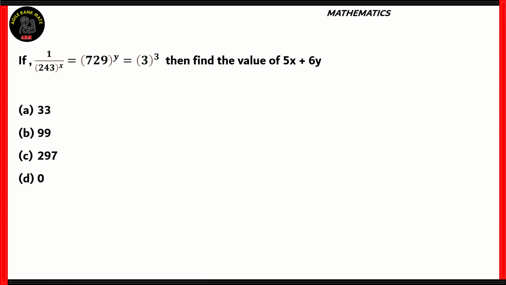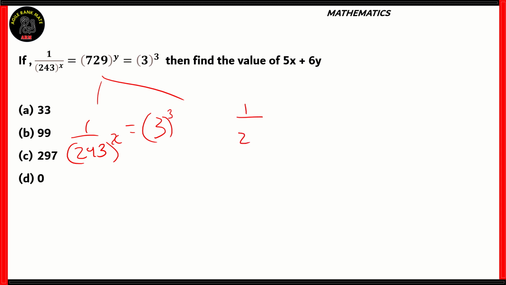So that's why option C is the correct answer for this question. Next question, on mathematics. If (1 by 243) the whole raised to x is equal to 729 the whole raised to y, which is equal to 3 raised to 3, then find the value of 5x plus 6y. Now we can break this into two equations: (1 by 243) raised to x equals 3 raised to 3, and 729 raised to y is equal to 3 raised to 3.